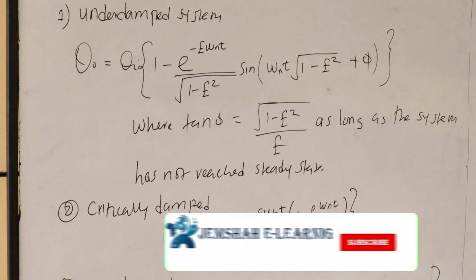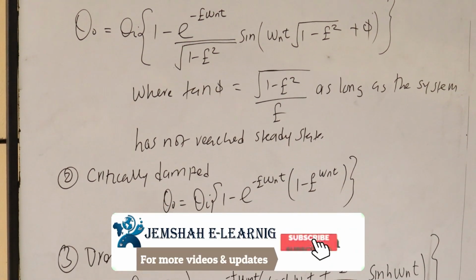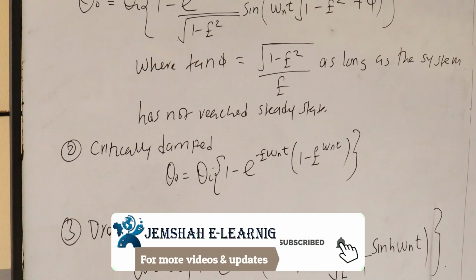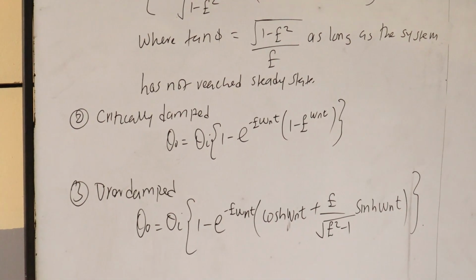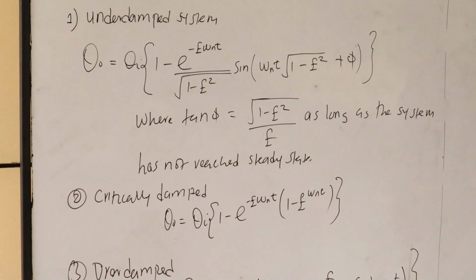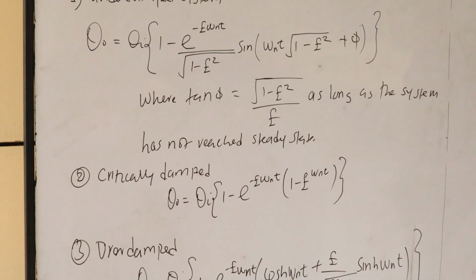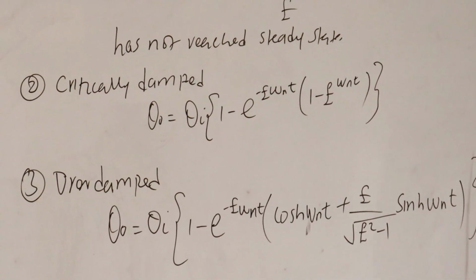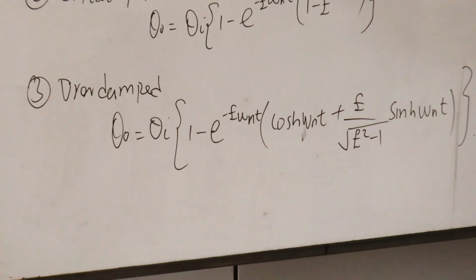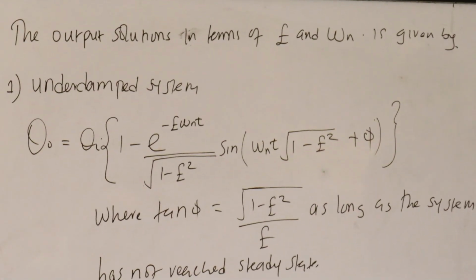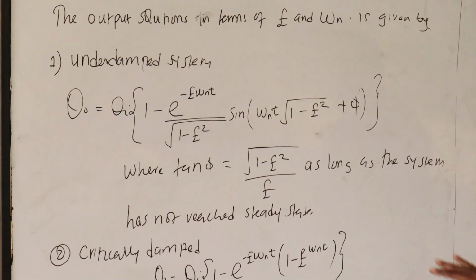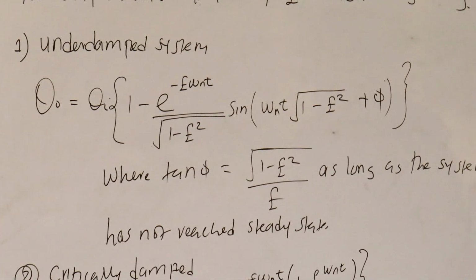So the output solutions in terms of zeta and omega n for the particular kinds of damping that we've talked about, that is the underdamped system, the critically damped, as well as the overdamped. These are the output solutions that we have for them. So that is the output for the underdamped, and the underdamped is, as we have said, mostly the most common one. So that is the formula that you use for the underdamped.